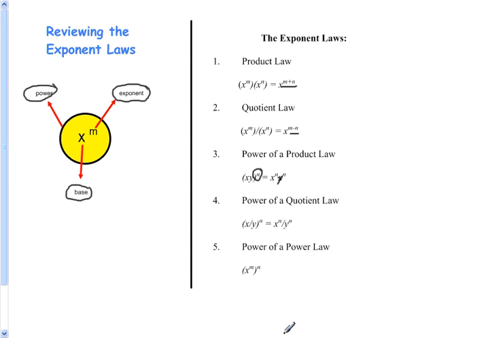And the last exponent law is the power law. If we have an exponent on the inside and an exponent on the outside, we multiply those exponents. We add the exponents if it's a product, but if there's an exponent inside the brackets and an exponent outside, we multiply them. That's a quick review of the exponent laws. Let's look at some examples.